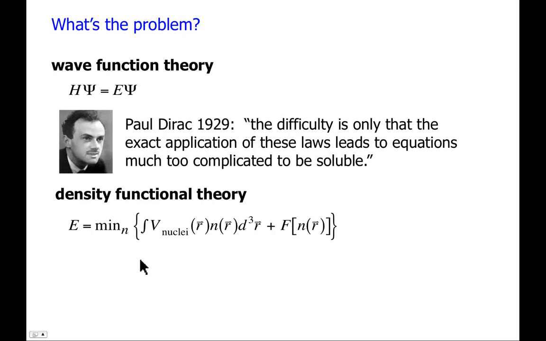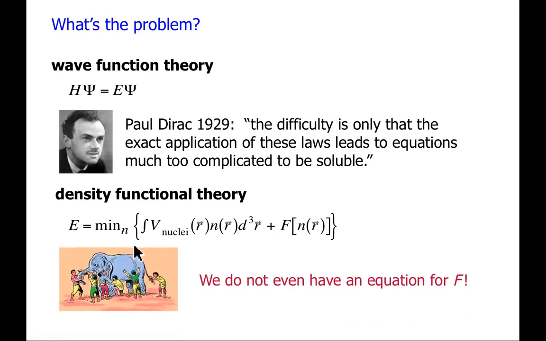So, what's the problem there? Well, each of these theories has its own problems. So, in 1929, Paul Dirac, commenting on Schrödinger's wave function theory, noted that, quote, "The difficulty is only that the exact application of these laws leads to equations much too complicated to be soluble." So, now let's come to density functional theory. So we're going to attempt to minimize this quantity by varying the density, but there's a small problem. It's not that the equations are too complicated to be soluble. We don't even have an equation for F.